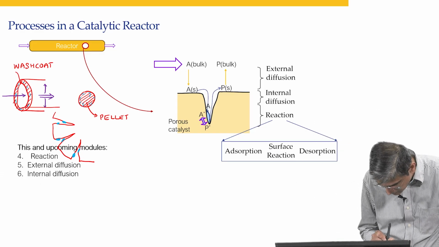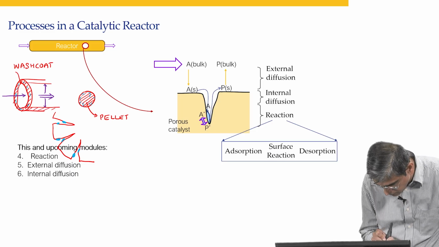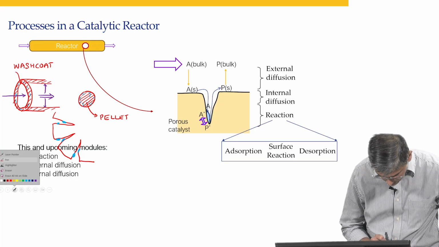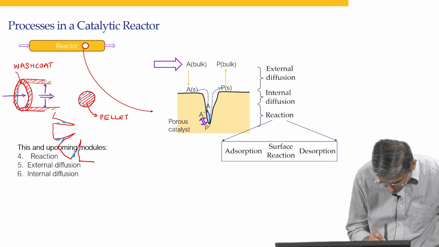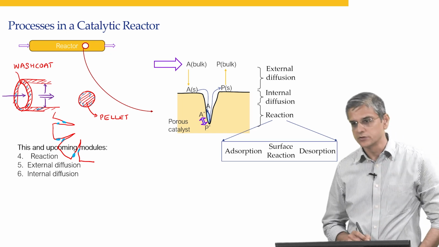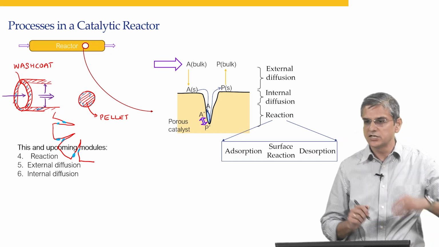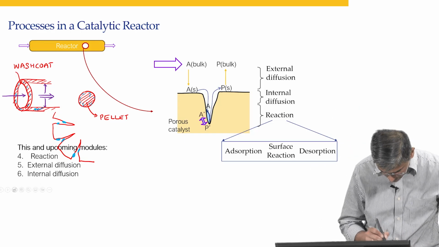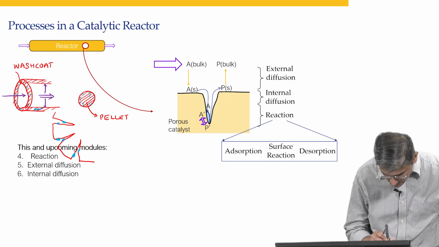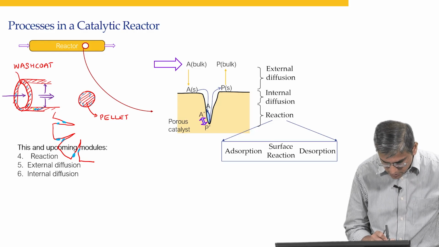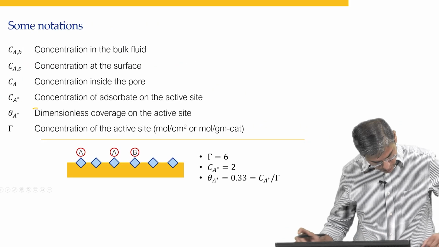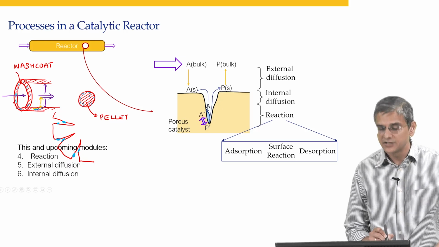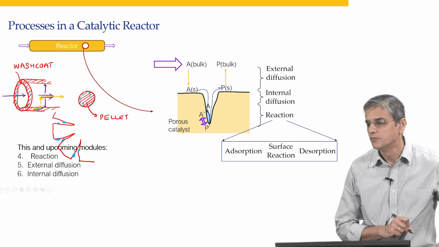Then it comes across the catalyst. Once it comes across the catalyst, there will be diffusion within the pore. Once it diffuses within the pore, it will go to the catalyst active site. And there will be reaction that is taking place and the products are going to be formed. These products will diffuse back outside the pore and then it will come back into the bulk and flow.